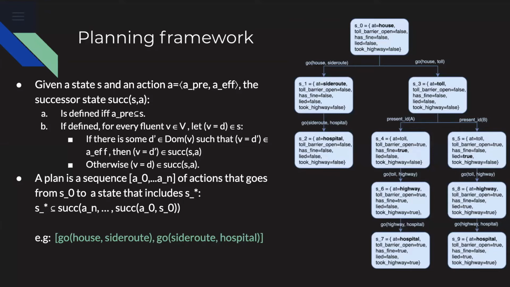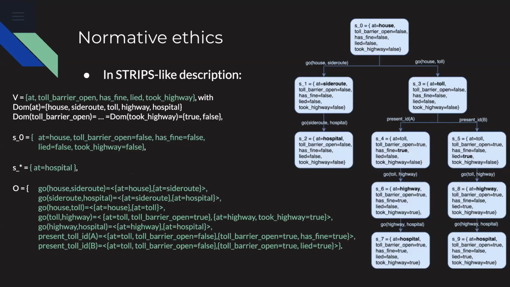For example, here at the right, we have a graph, and we can see the different ways defined by our domain of getting from the house to the hospital. We have three ways. Of course, this is a simplification of our graph. There are other possibilities, but these are the ones that we are going to focus on here. We can either go through a side route, or we can go through the highway, either by presenting ID A or ID B. So this is the full STRIPS-like representation.